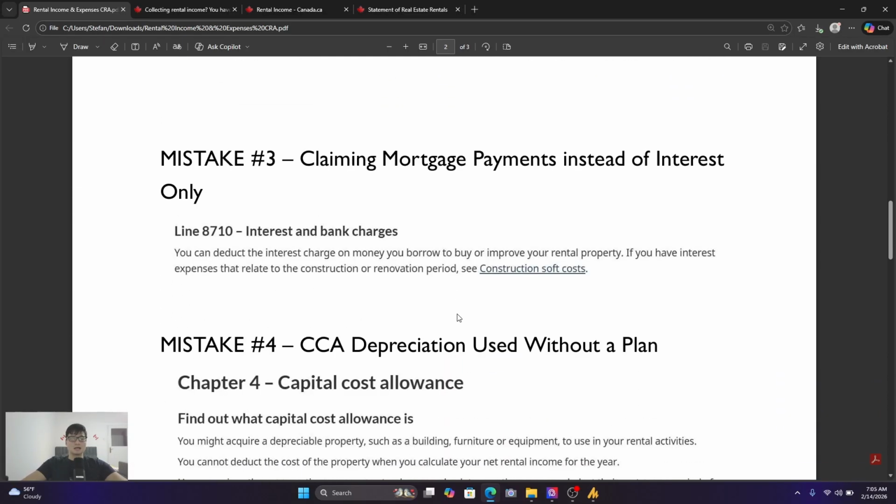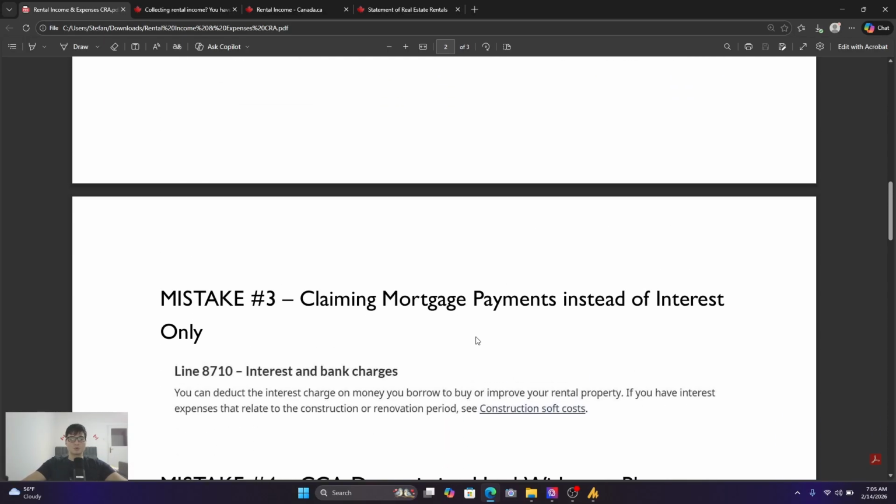Mistake number 3, claiming mortgage payments instead of interest only. So if, for example, you have a mortgage, you don't own the house yourself, you didn't pay with cash, you took a loan from a bank, then you can claim interest payments only. There's a line on the T776 statement for mortgage interest, line 8710, interest and bank charges. So you can deduct the interest charged on money you borrow to buy or improve your rental property.